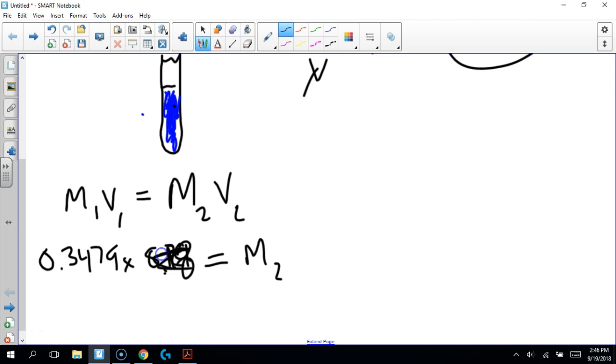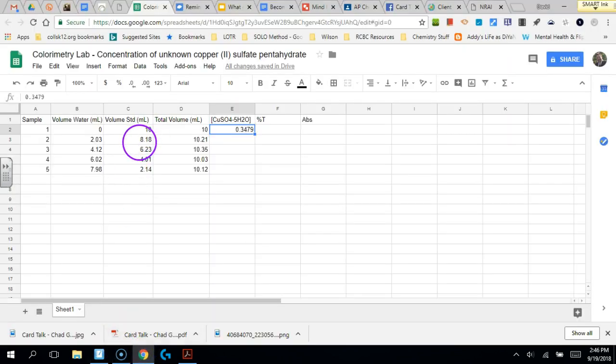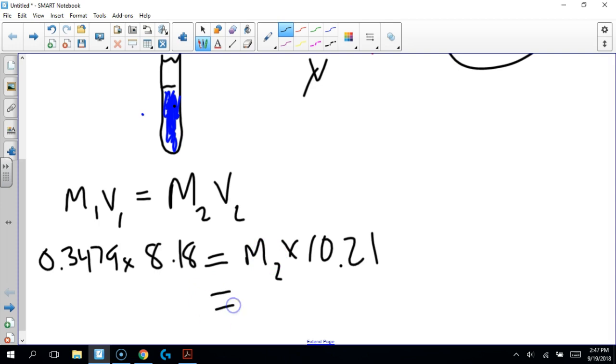Okay, so this was 8.18. This is times 10.21. Okay, so all I'm doing is getting the data from, let's see, so this is the original volume of the standard, and then this was the concentration of that standard, and now this is the new volume of the diluted sample. And when we do the math, that's going to give us a molarity that's less than this one. The volume goes up, the concentration goes down. Okay, so we do that math, and we get that.